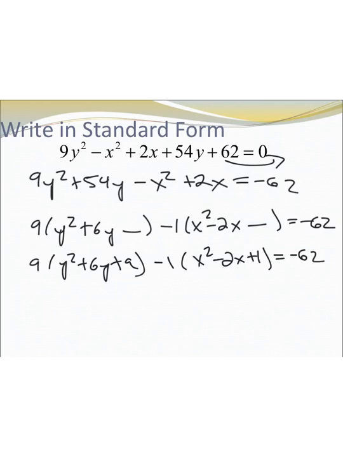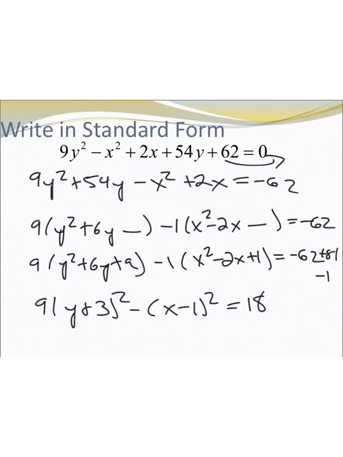And then on my right side, I do have that negative 62, but I have to balance my equation. So since I'm adding a 9 times 9 on the left side, that's going to be the same as adding 81. So I'll put plus 81. And then I also have a negative 1 times a negative 1, so I'm subtracting 1. So I'll go ahead and subtract 1 as well. What I can do now is I can simplify this expression by factoring it. Same thing with my x values, I can factor that, and then I can clean up these three terms together as well. So what I end up getting is 9 times (y plus 3) squared minus (x minus 1) squared is going to equal 18.